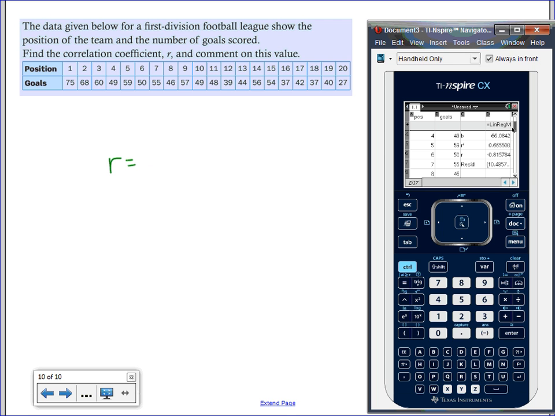R equals negative 0.816. I'm going to go to 3 significant figures for my R values. And it says comment on this value. So what we would say about this is that this is a strong negative correlation. How do I know that it's strong? Because it falls within the breakdown 0.75 to 1.